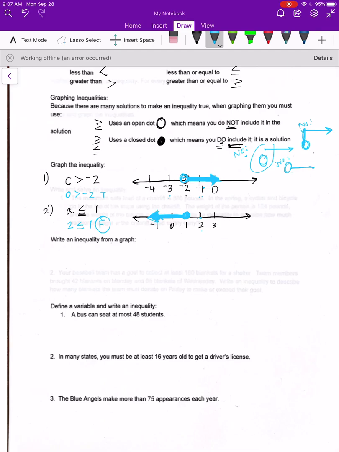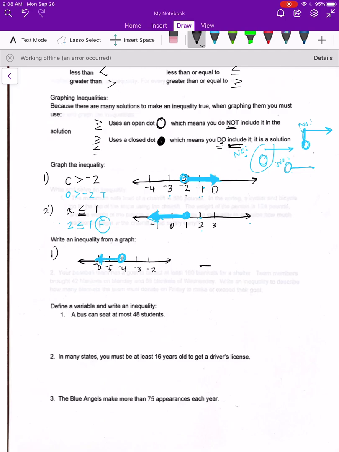So graphing inequalities, that's one thing you need to do. The second thing you need to do is just do the opposite. I'm going to give you a graph, and then you have to give me the inequality. So here we go. Number 1 down here, write an inequality from the graph. So here's the graph I'm going to give you. It's got -6, -5, -4, -3, -2. It has, let me put it in blue, an open circle at -4, and everything goes to the left like so.